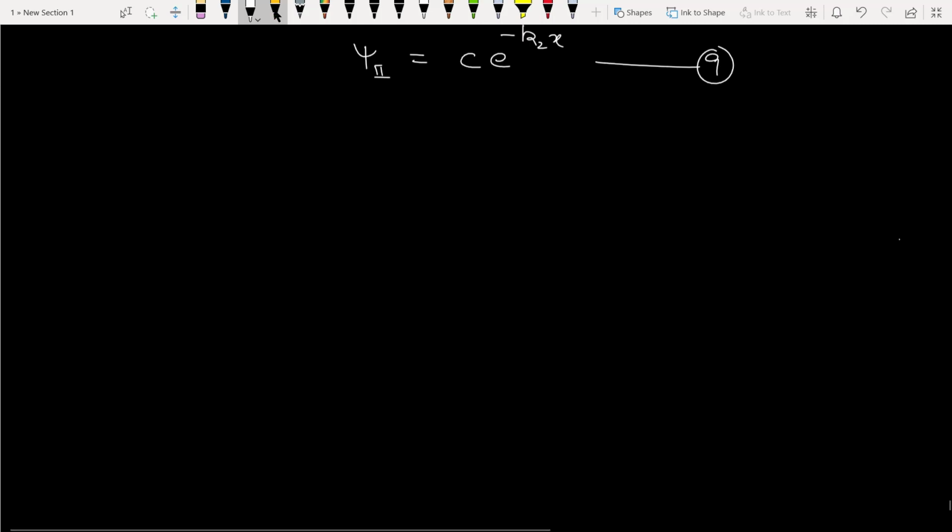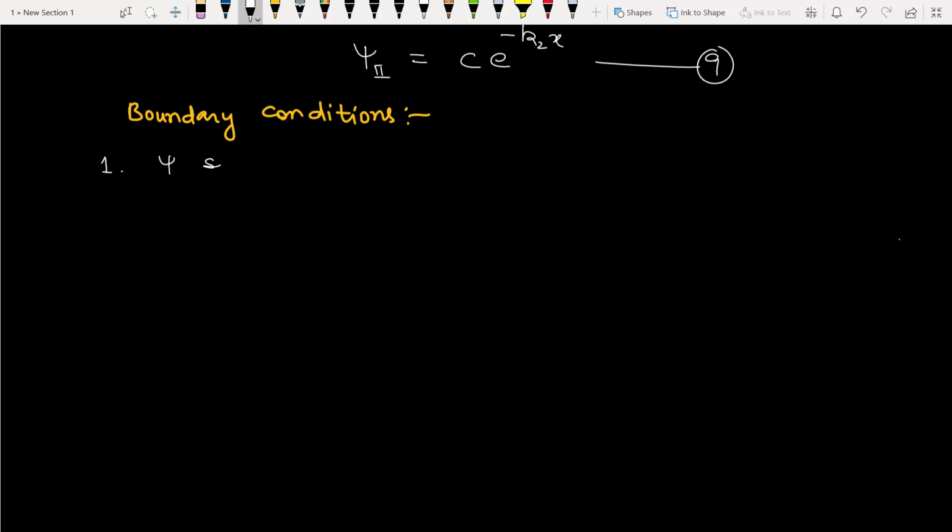So now we will apply the various boundary value conditions. The first boundary condition is psi should be finite and continuous at x equal to 0.